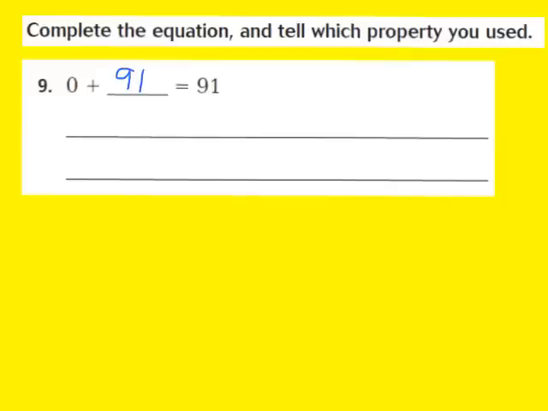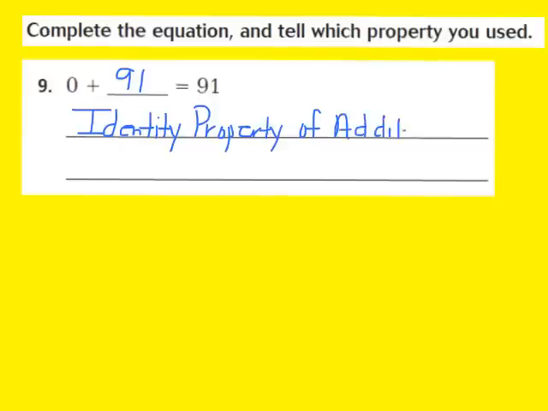Now, when I focus on that problem, I see a 0. And I know that if I see that 0 in that addition problem, I'm dealing with the identity property. So I'm going to write down identity property. And when I look back at my problem, I know that it has addition in it. So it's the identity property of addition that's being used. And what the identity property of addition says is that the sum of any number and 0 is still going to be that number. So once again, 0 plus 91 equals 91.